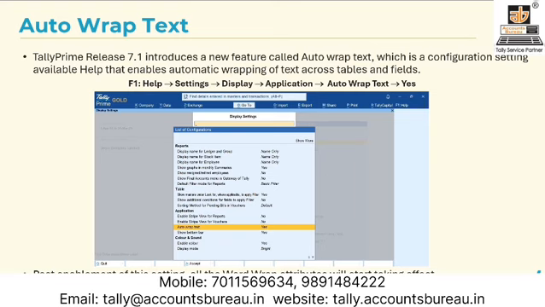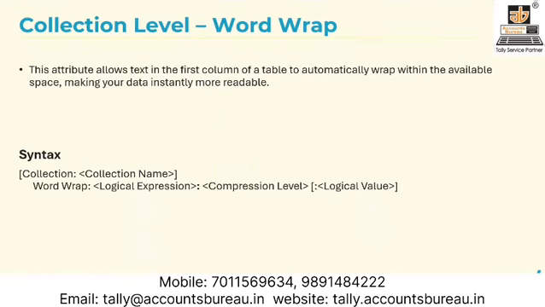Let's start with a common problem. Long text in tables doesn't always display completely, making it hard to read. That's where word wrap comes in. This new attribute, introduced at the collection level, allows text in the first column of a table to automatically wrap within the available space, making your data instantly more readable.